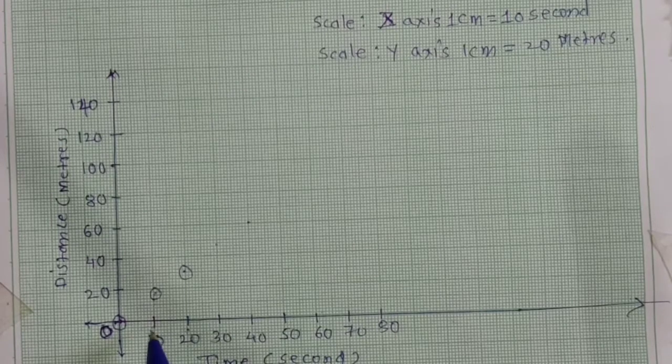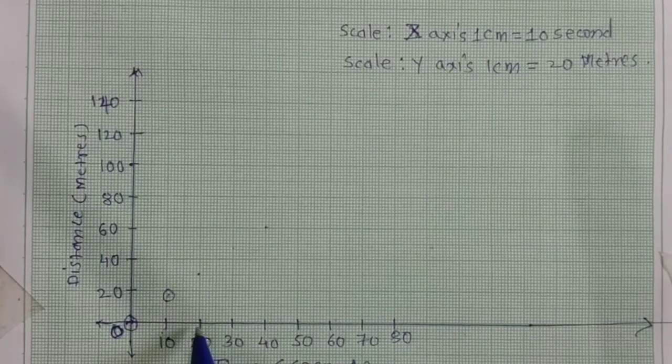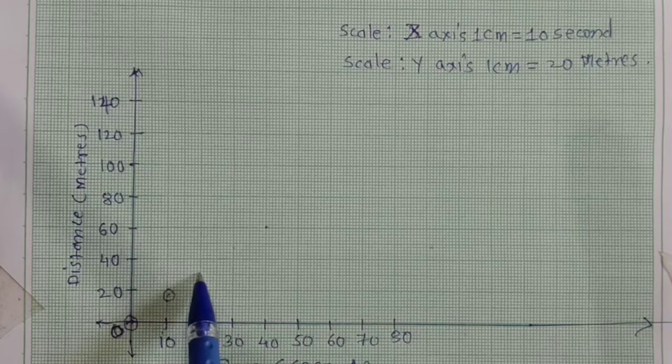Then second point, time is 10 second on x-axis and distance is 15 meter on y-axis. So second point is in between 7th and 8th line. So here is our second point. Time is 20 seconds on x-axis and distance is 30 meters on y-axis. The fifth line from the 20 meters. Here is our third point.